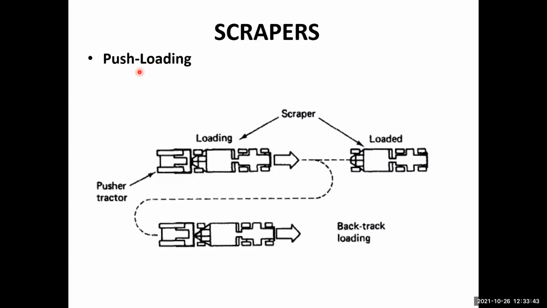Okay, so how do the scrapers work? Scrapers can work in different modes. One mode is called push loading. Here you can see how the scrapers are working. For example, over here there is a push tractor. This tractor is pushing, and a loading operation is taking place on this scraper. Then that scraper is loaded and moved away, and it goes in another direction and performs the backtrack loading.